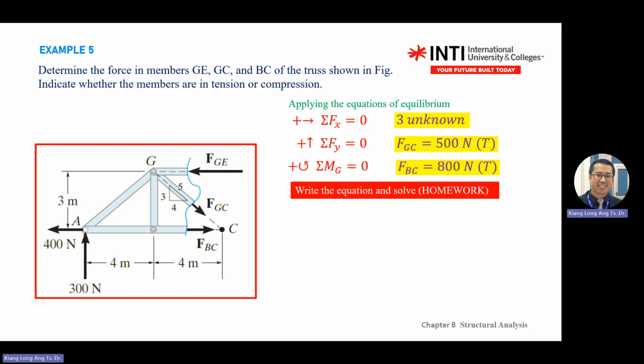So this one is tension. Why tension? Because this one pulls out. And they ask you about the member. Don't confuse with the pin. Don't confuse with the previous one. This is straight away on a member. Okay, on a member. And then BC, BC also pulls out, tension.